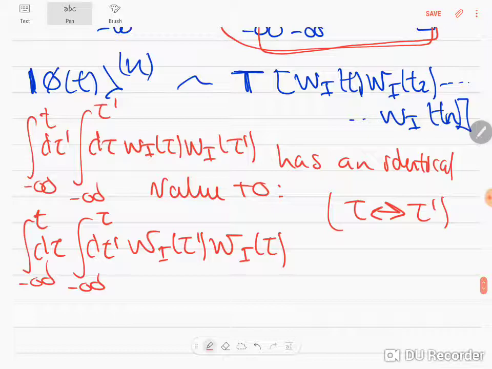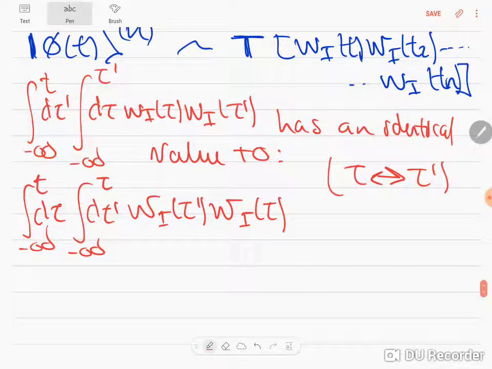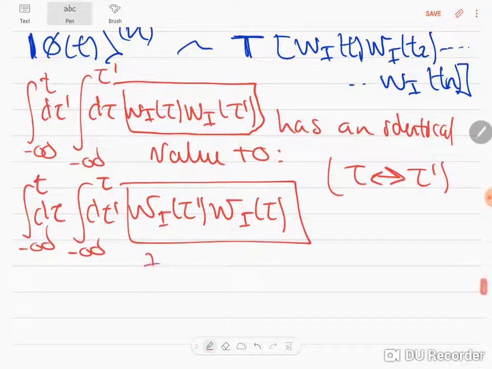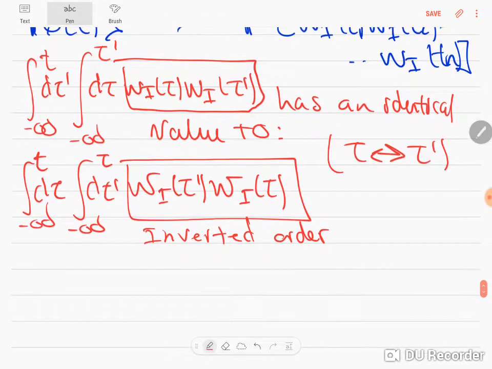Now, there's a small problem. The order of the product W_I tau and W_I tau prime was inverted here. So this is inverted order. Okay, so then what do we want to do here? Since these two generally don't commute, therefore both of these above integrals must be written in terms of the time order operator as follows. Okay, so then now we're going to introduce for these two integrals the time order operator.